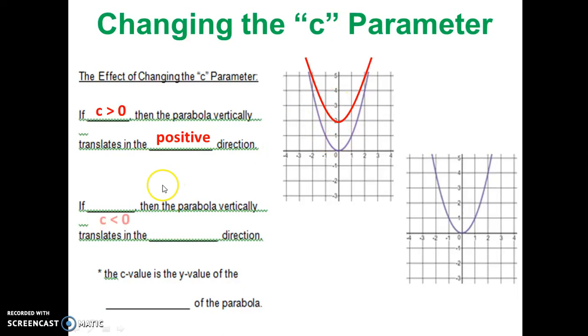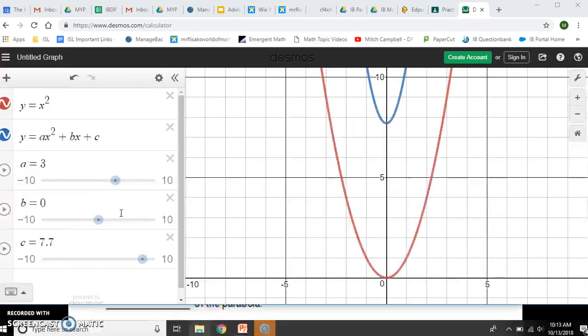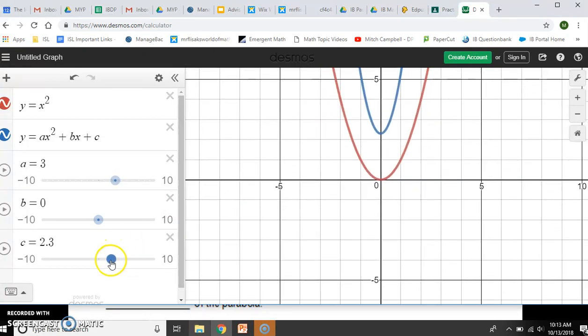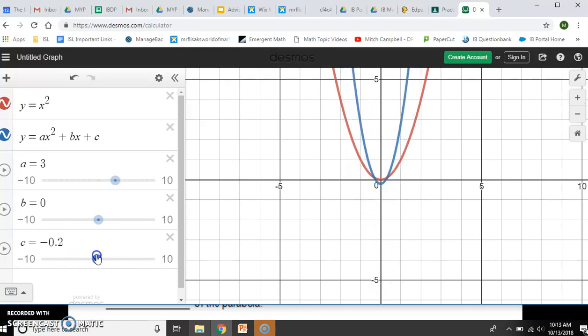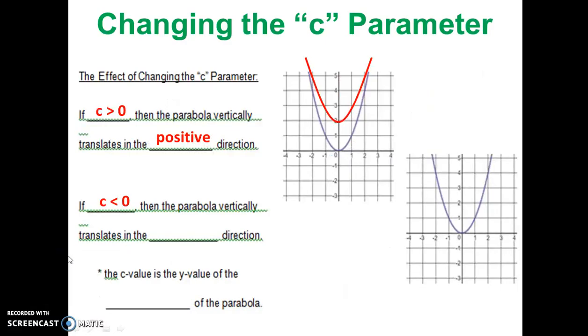All right, now what if c is less than 0? So now I'm going to make c a negative value. When c is less than 0, the parabola drops down below the x-axis. It's going down. So when c is 0, it's sitting right there with the parent parabola, and then when c is negative, it translates down. So when c is less than 0, the parabola translates in the negative direction. Important thing to note is that the c value gives you the value of the y-intercept.